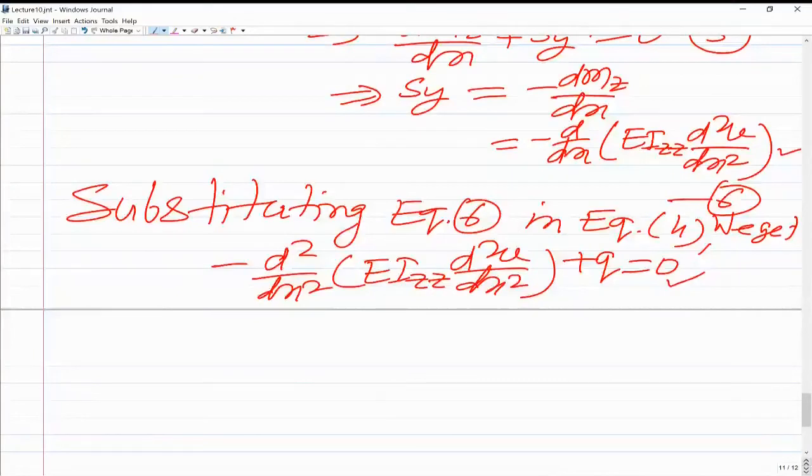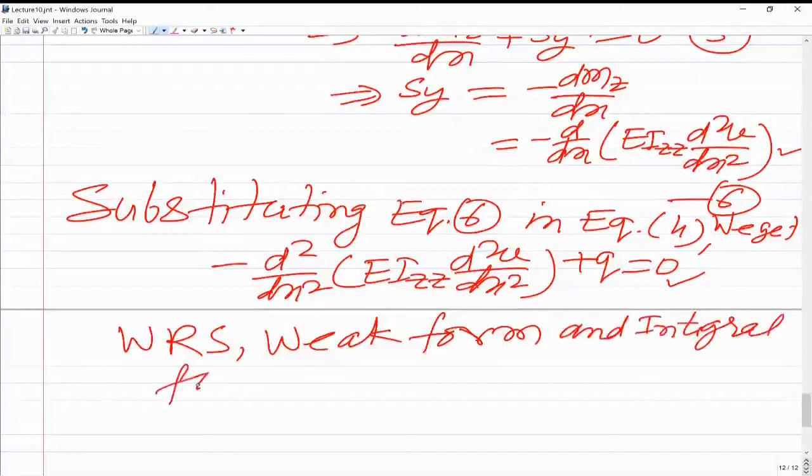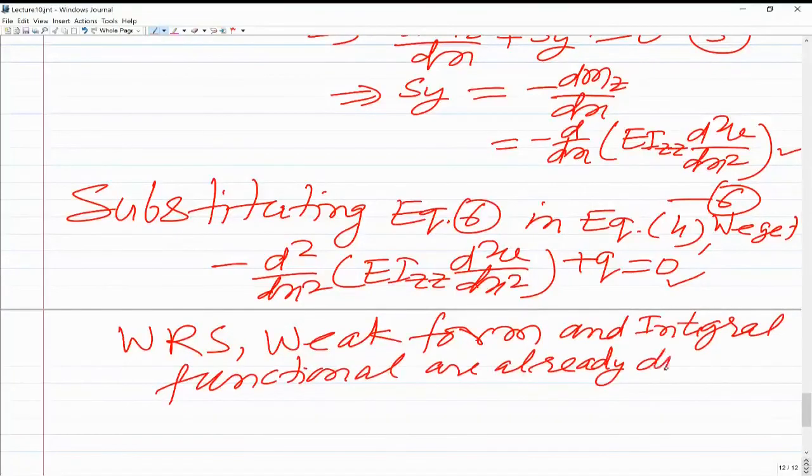For this differential equation we have already discussed the WRS, the weighted residual statement. We have already discussed the weak form, how to get the weak form for this, and we have also discussed how to derive the integral functional. So we have already discussed these concepts for this problem, and I'm not repeating that again. You can go through it.